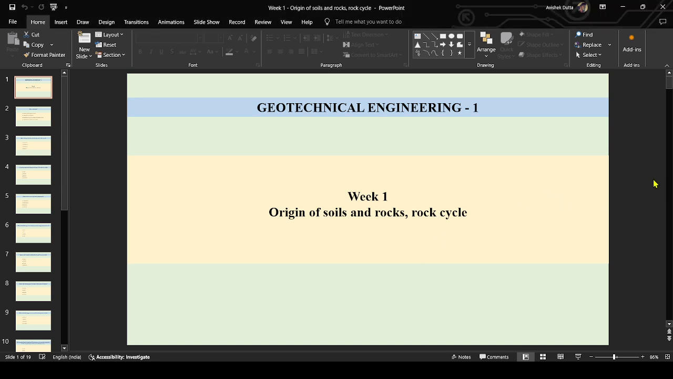Many of you have joined late, so good evening to all of you again. This is the first problem solving session of the course Geotechnical Engineering 1. This is the first week's session, and the topic is origin of soils and rocks, rock cycle.